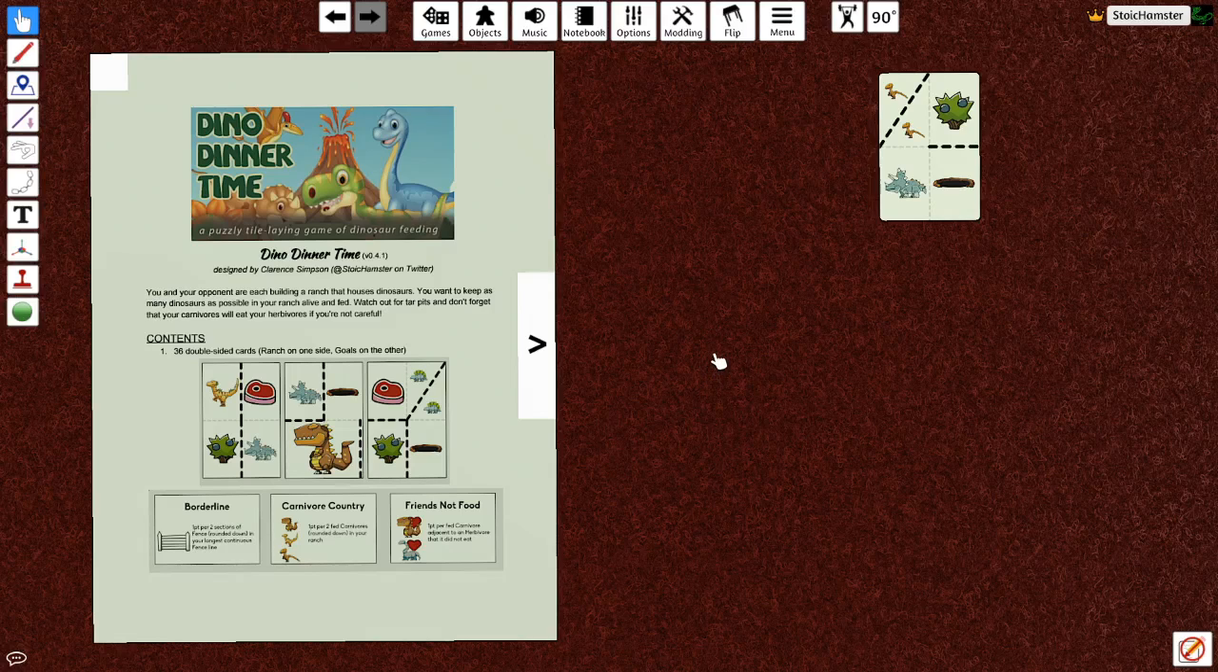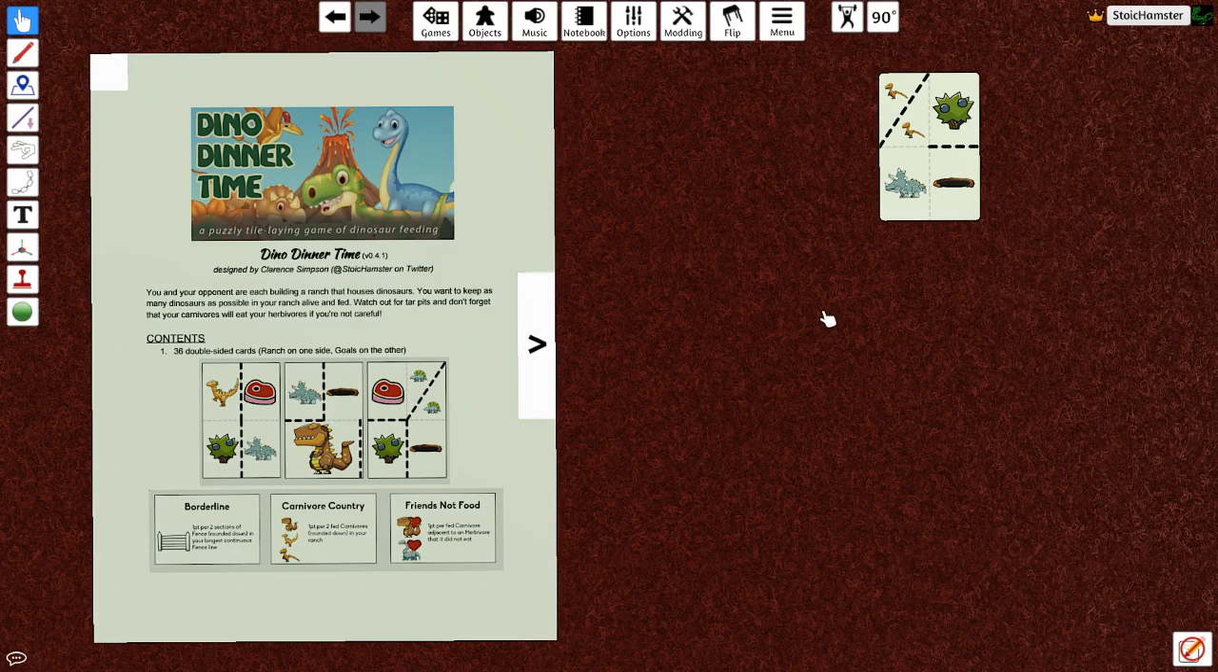Hi, my name is Clarence Simpson, and this is Dino Dinner Time, a tile-laying microgame where players are each building a ranch that houses dinosaurs. You'll earn points by feeding your dinosaurs, but watch out for tar pits, and remember that your carnivores will eat your herbivores if you're not careful.